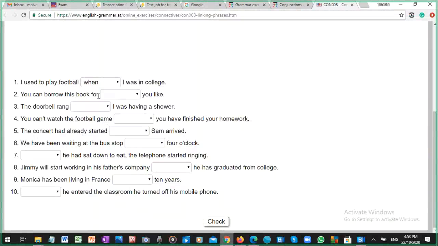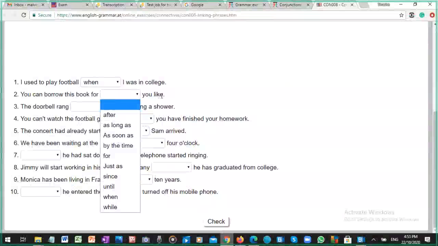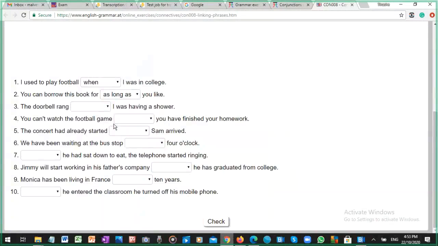Next one. You can borrow this book for dash you like. You can borrow this book for until. Let me help you out there as well. It's for as long as you like. You can have this lesson for as long as you like. Does that make sense? Okay.